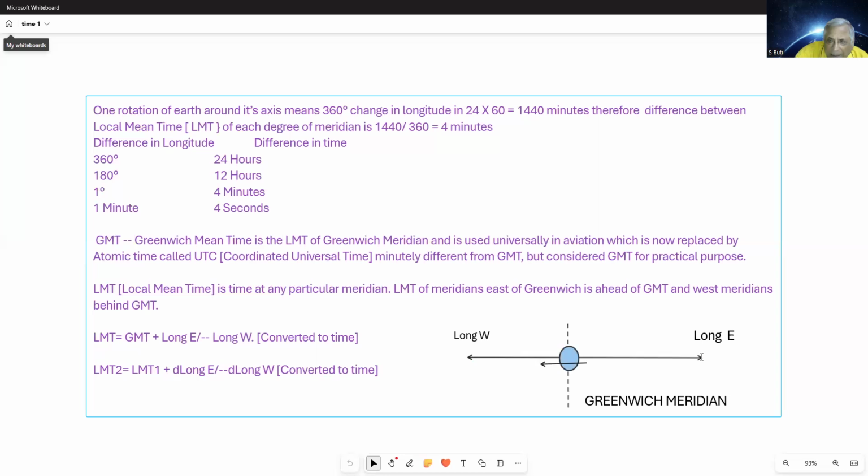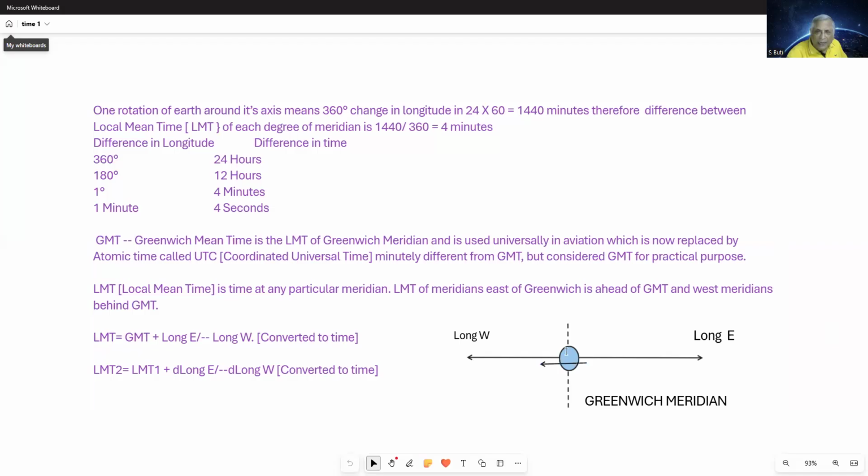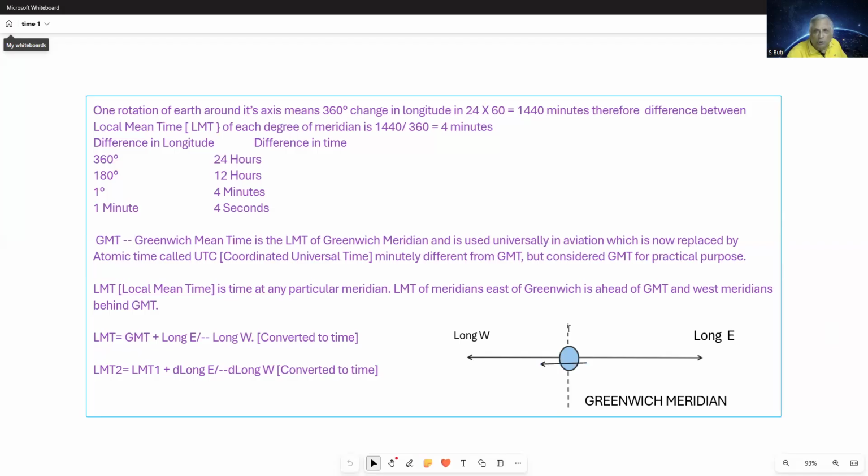The time at a particular meridian, for example, when the sun is over the Greenwich meridian, the local mean time here is 1200 hours. LMT of Greenwich, which is also called Greenwich Mean Time, and now it is called UTC, Coordinated Universal Time.